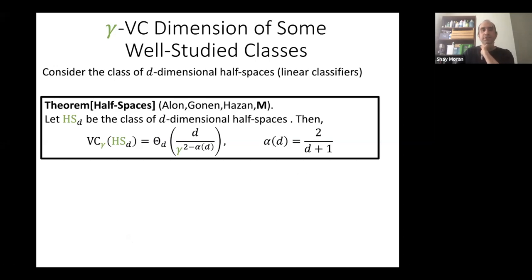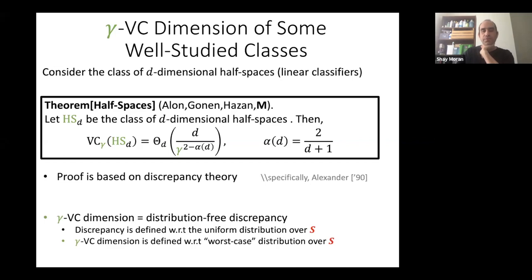Okay, so this is for half spaces. Let me tell you a little bit about the proof. The proof is based on discrepancy theory. Unfortunately, I will not have time to tell you more about it, but for those of you who know what geometric discrepancy is, let me just note that the gamma VC dimension is, in a very precise sense, a distribution-free variant of discrepancy. If you remember the definition of gamma VC dimension or gamma realizability, we had a quantifier there for any distribution, and for any target concept, it should be gamma realizable. And discrepancy is defined in a similar way, only that you fix the distribution to be the uniform distribution, not for any distribution.